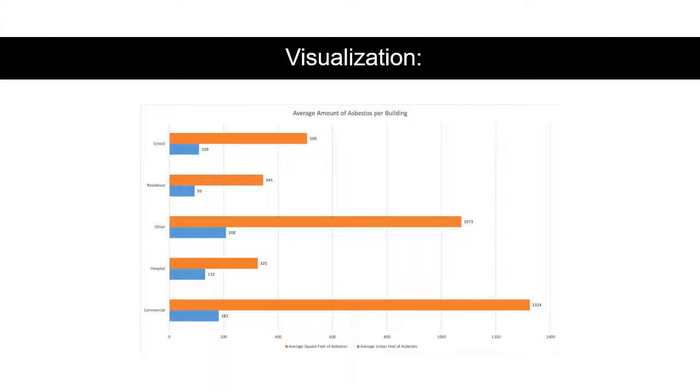From there, we wanted to see what the average amount of asbestos was per building. So this includes the data from the entire data set. So the blue one is linear and the orange one is square footage. So this is just the average amount of asbestos by building in New York City.